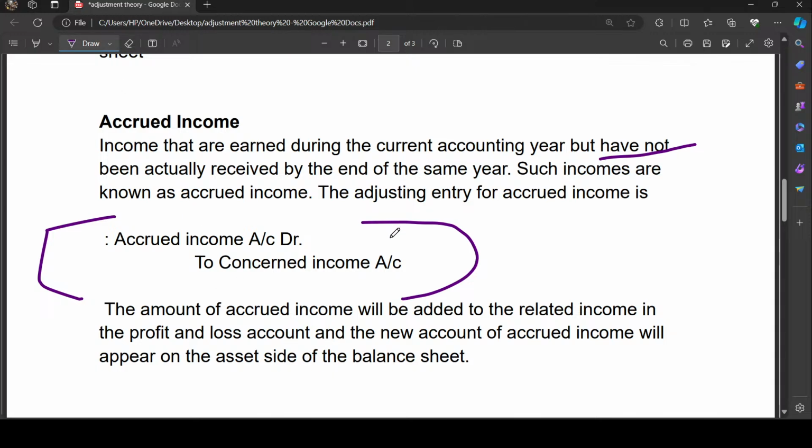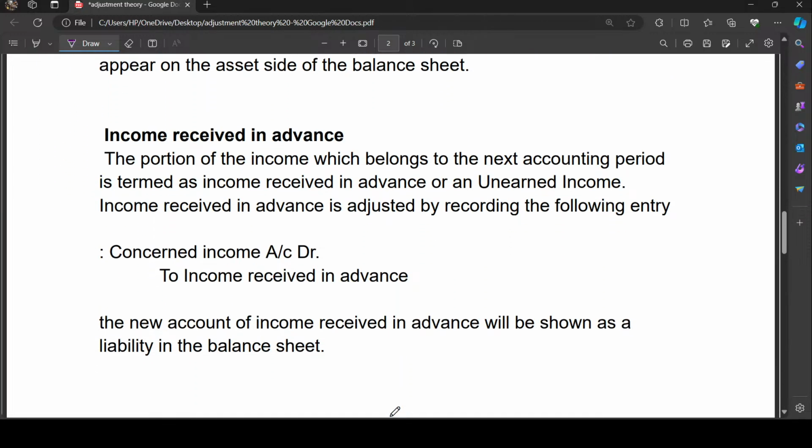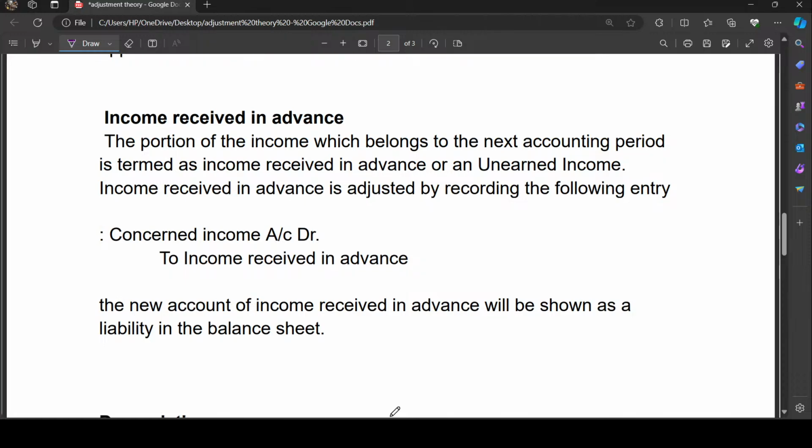Then coming to the following one, income received in advance. The portion of the income which belongs to the next accounting period is termed as income received in advance or unearned income. It's a key term. Income received in advance or unearned income.